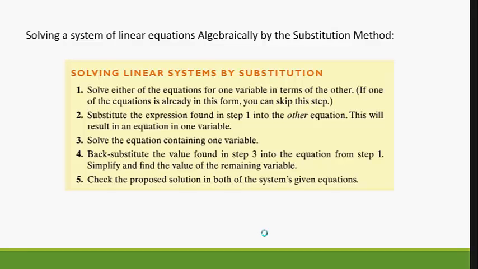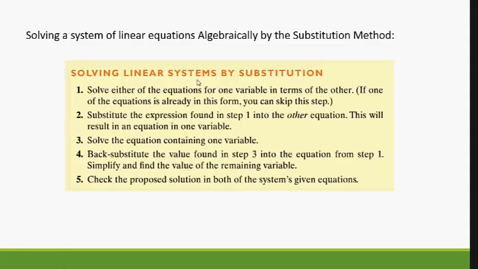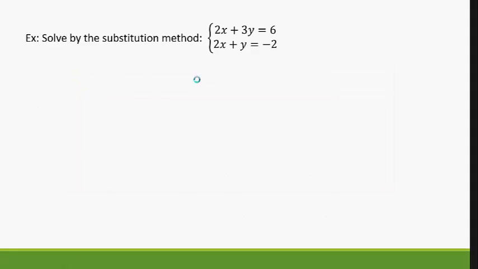You can always check your solution. I should have mentioned that in the previous problem. If you want to confirm that (-3, 4) is the solution to the system, you would substitute it into the first equation and the second one and make sure it's true for both. Okay, this is a little bit much, so let's go ahead and look at an example.